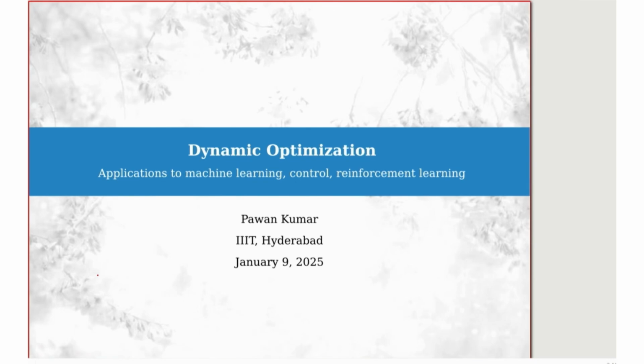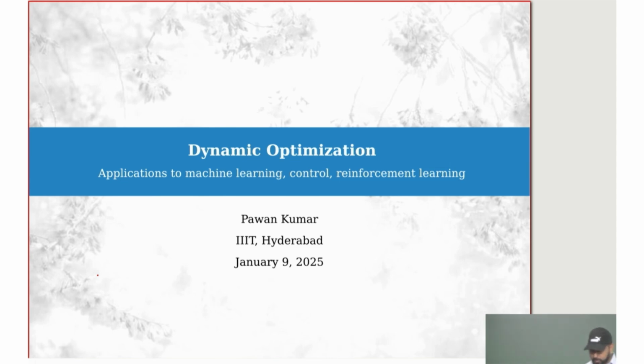Decision making, and that's what we will call dynamic optimization. Basically, we take decisions dynamically. So it's a sequence of steps that we follow. We make decisions, we get information, we make decisions, and so on, right? So this is the framework.